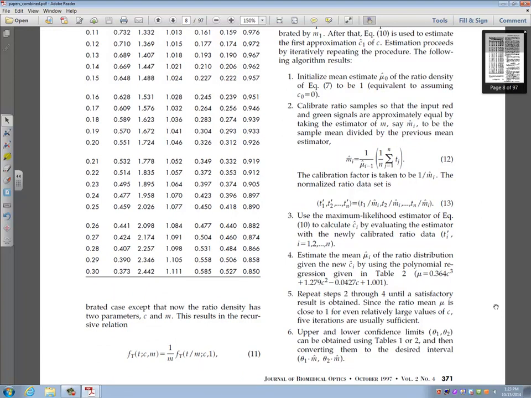This is basically an iterative procedure. You first update M, then update C, and go back and forth until you converge. So repeat steps 2 through 4 until a satisfactory result is obtained. Usually in about 5 iterations or so you will converge to the correct value.